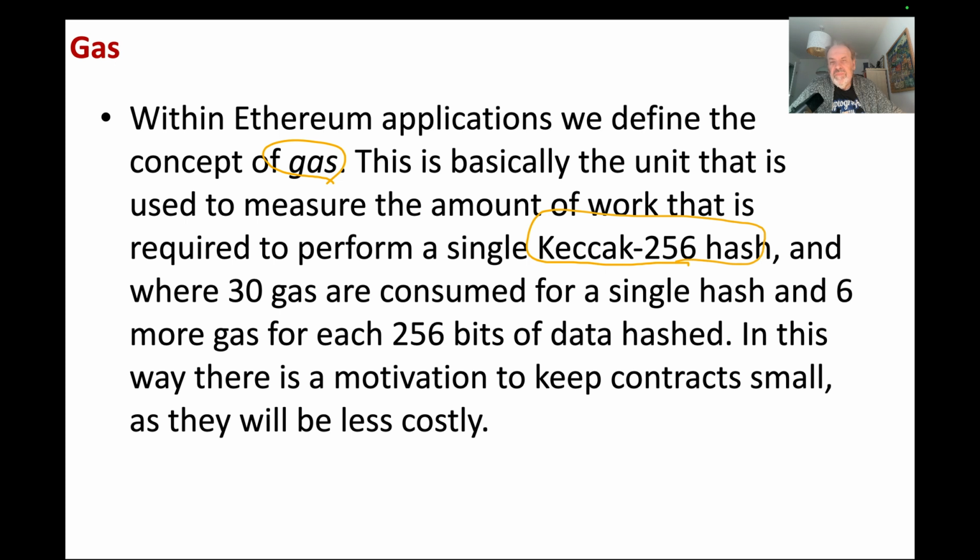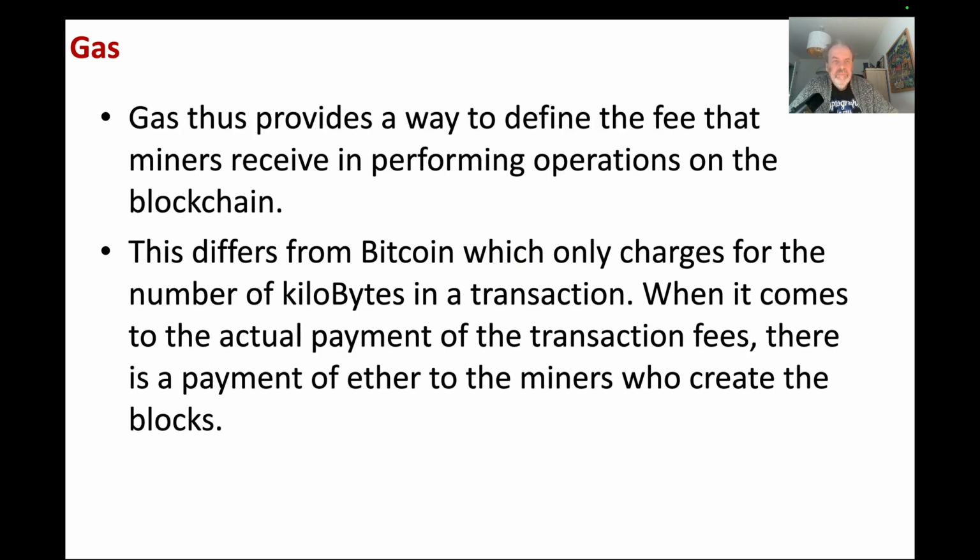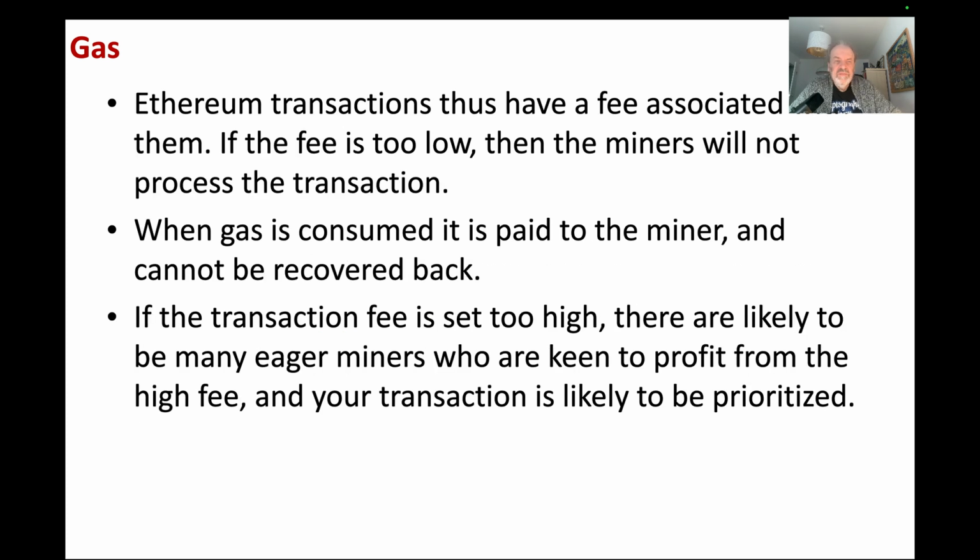Okay, so we have the concept of a gas value, and the amount of work that's done relates to performing a simple Keccak-256 hash value. Okay, and then we have 30 gas elements related to a single hash. And the reason that we have the charge of the gas is to make sure that the work done is minimized as much as possible. Also, the amount of data that's consumed by the miners is also constrained, because the larger the data, the more gas that the miner will charge.